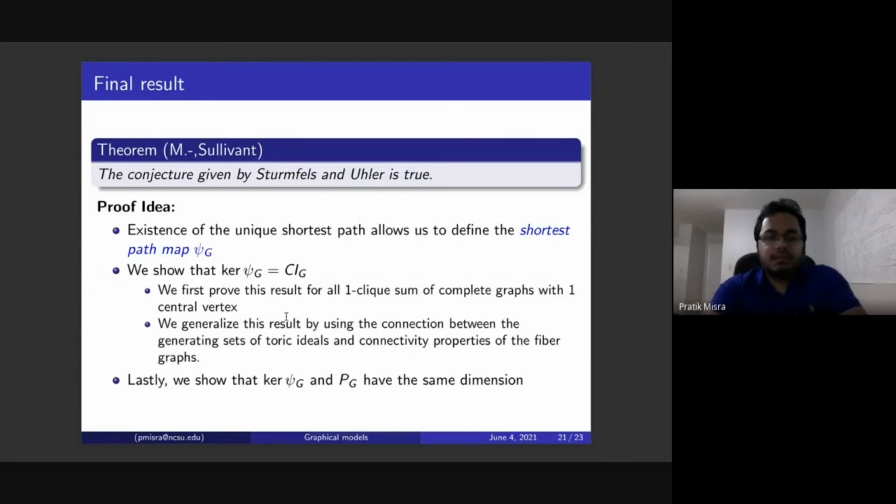Now, once we have that result for all one-clique sums with exactly one central vertex, we could generalize this result to all one-clique sums of complete graphs by using the connection between the generating sets of the toric ideals and the connectivity properties of the fiber graphs. That is fairly technical, so I won't really get into it. Once we have this equality that the kernel of the shortest path map equals the conditional independence ideal, we show that the dimensions of both these ideals are equal. And that gave us that the vanishing ideal and the conditional independence ideal are the same.